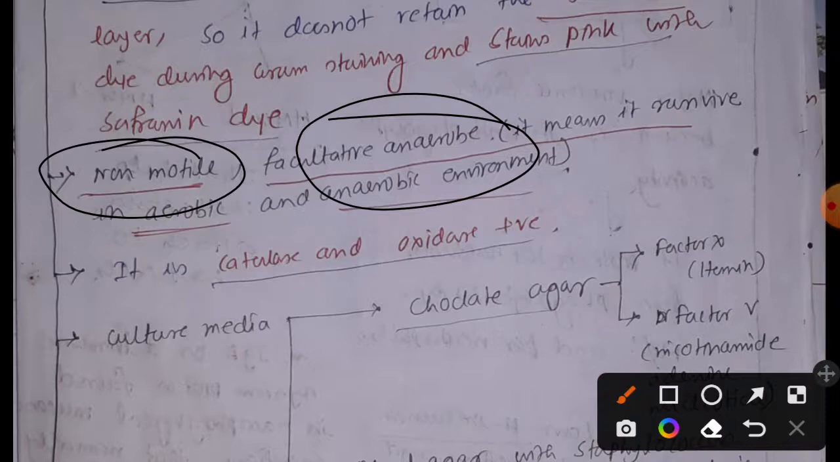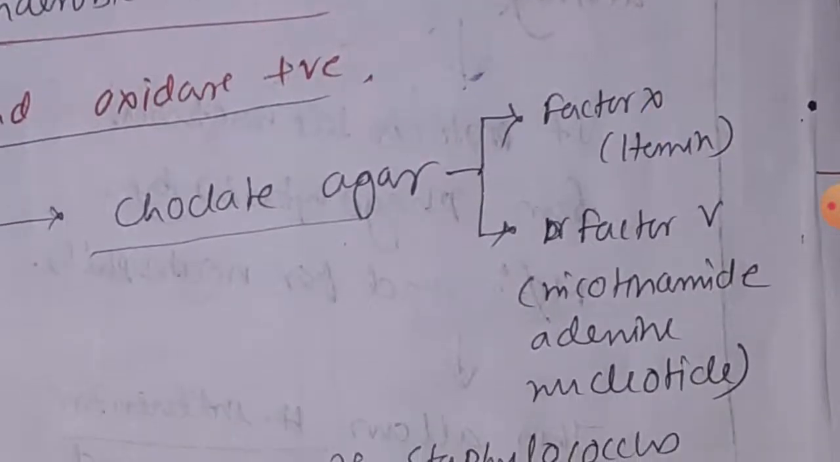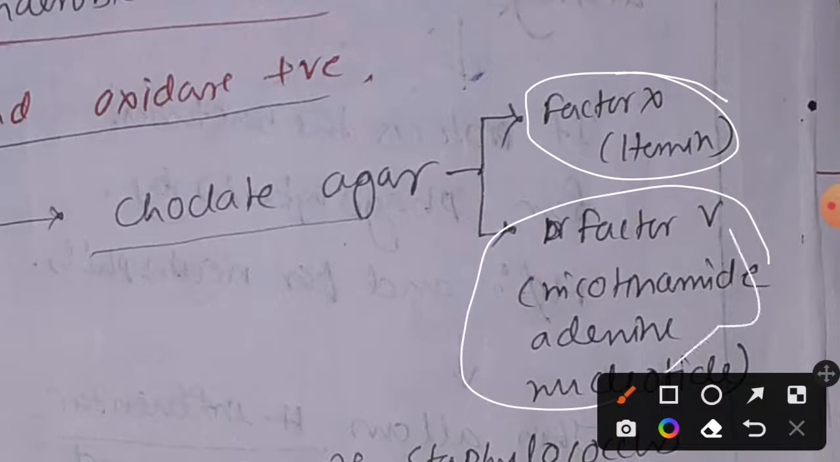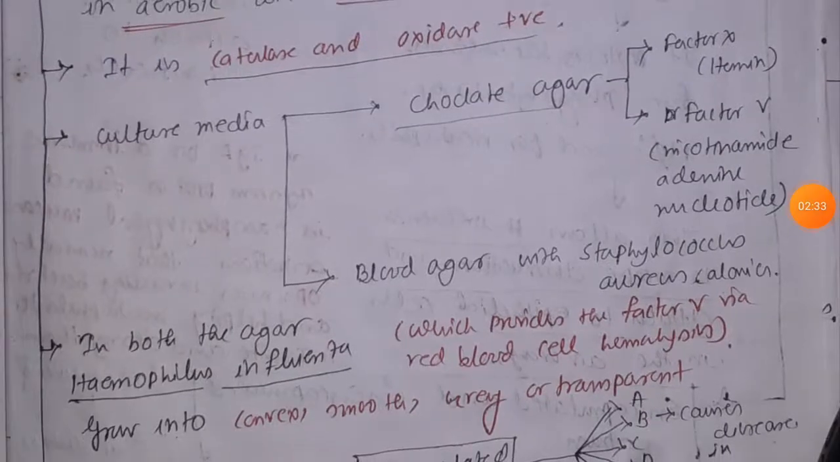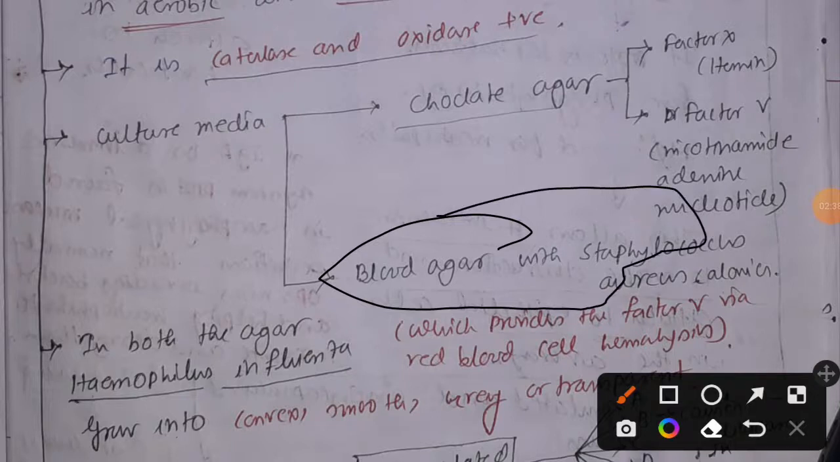It can grow on chocolate agar media, because chocolate agar contains two necessary nutrients for the survival of Haemophilus influenzae. One is factor 10, also known as hemin, and the other is factor 5, which is nicotinamide adenine dinucleotide, our NAD. It can also be cultured on blood agar, but with a special condition: we use blood agar containing a Staphylococcus aureus colony. Here Haemophilus influenzae gets its necessary nutrient by hemolysis of the red blood cells.